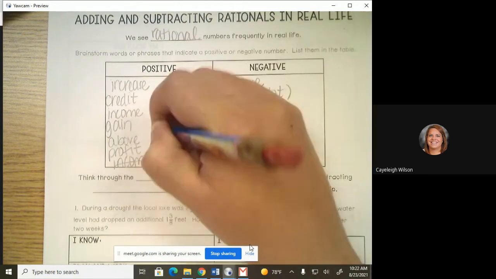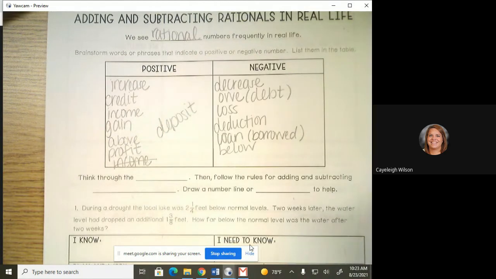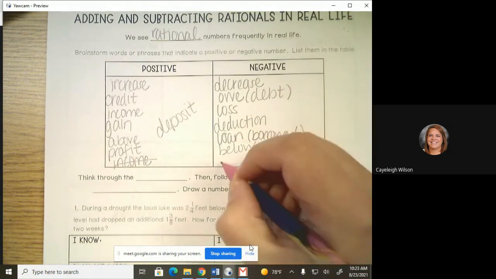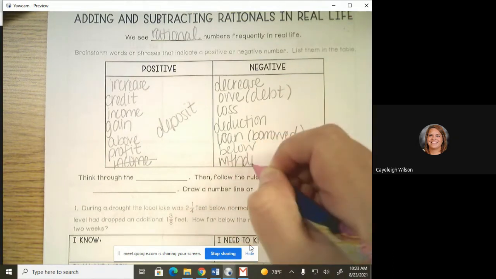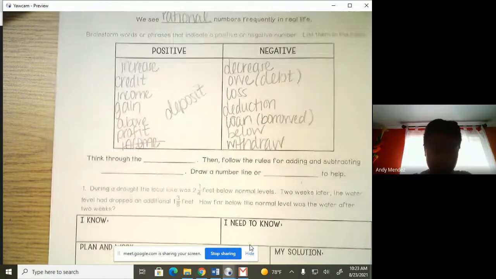Okay, how about a deposit? A deposit is something that is a positive number because you're depositing money in there. What about a withdrawal? That's like at a bank. When you withdraw money from your account, it subtracts money out. When you deposit money, it adds stuff in. So we're just going to, Loss?